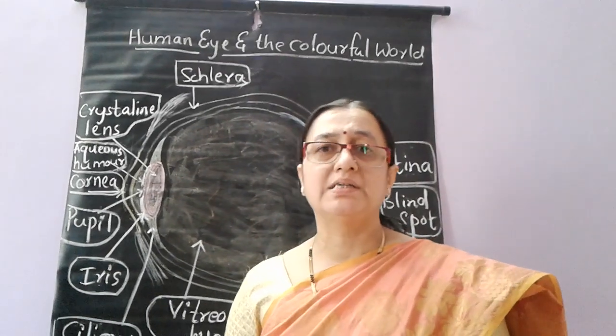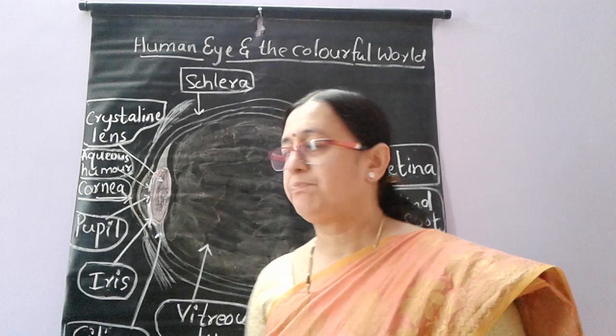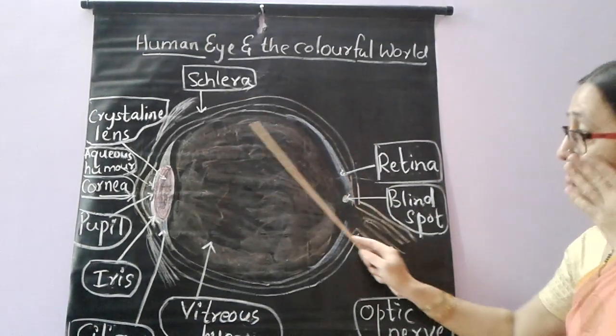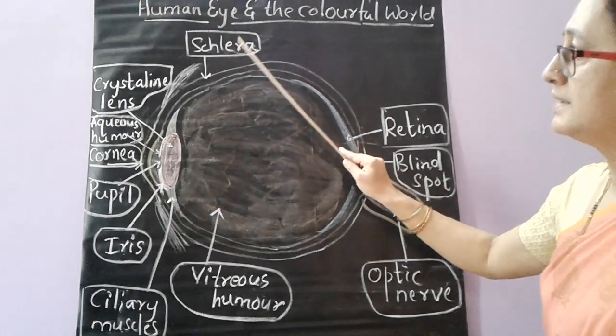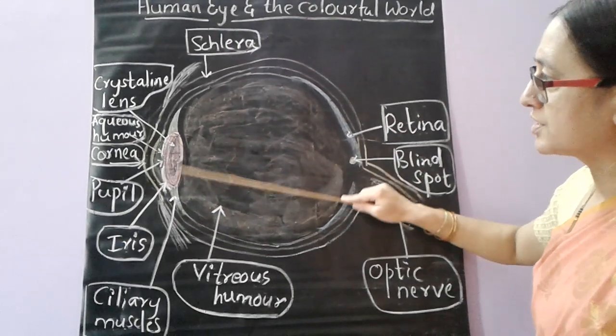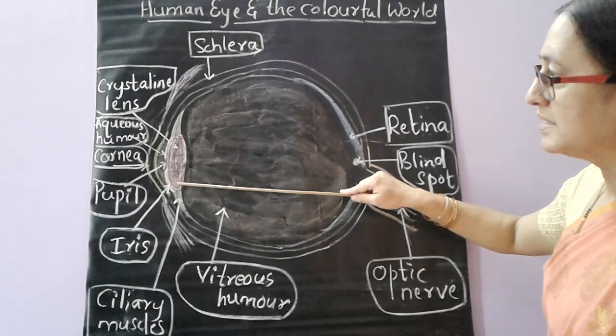Now let us see how an eye works, or how we see images, how images are formed. This is a schematic structure of an eye. The eye consists of an outer white layer, that is the sclera. It consists of a crystalline lens which is held tightly in place by ciliary muscles.